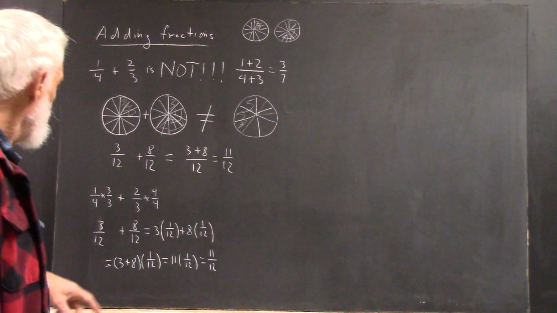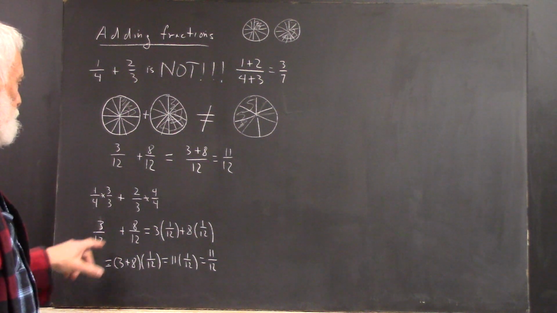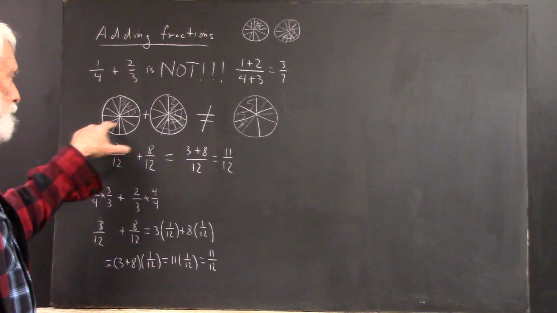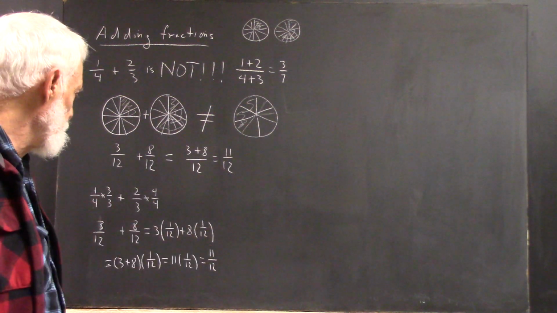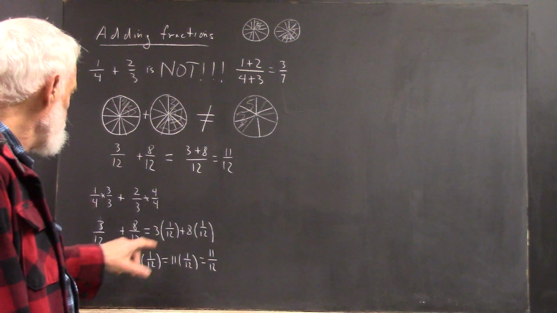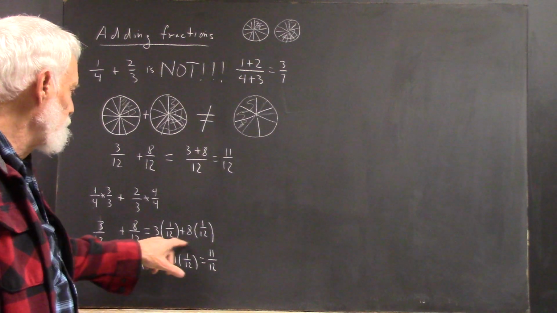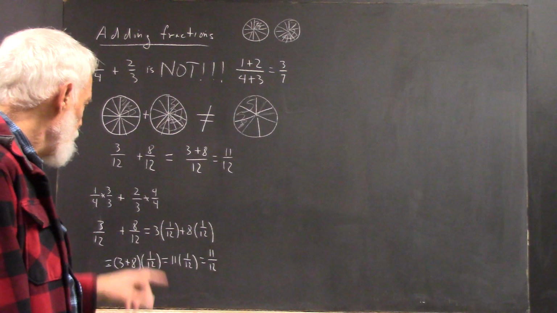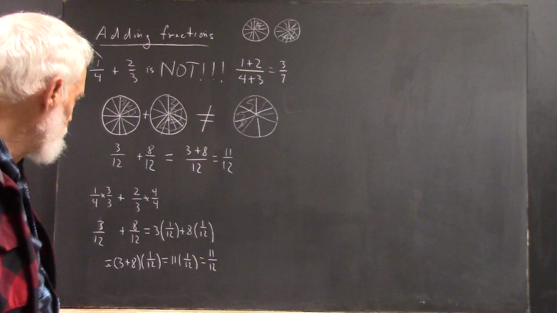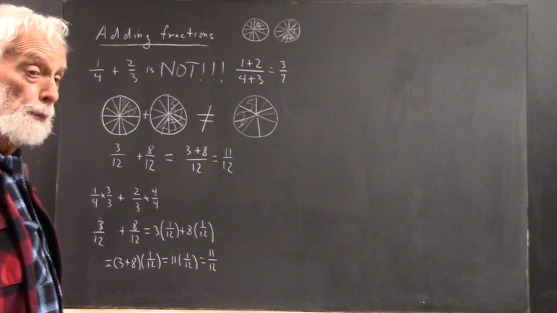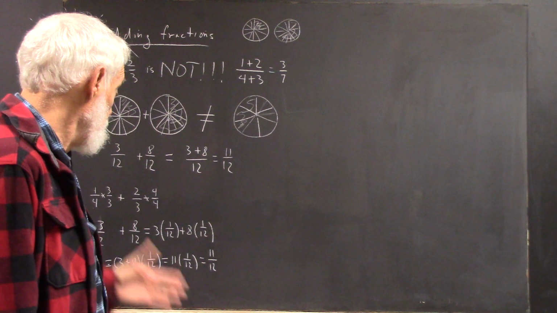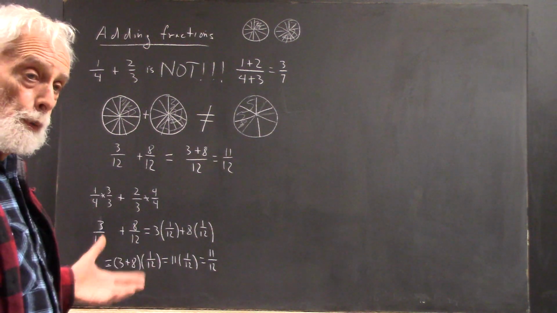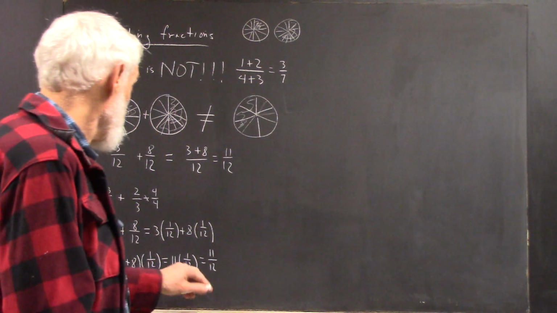So anyhow, this gives us 3 12ths plus 8 12ths, and by common sense, if you understand this picture, that has to equal 11 12ths, but let's just prove it. 3 12ths is 3 times 1/12, 8 12ths is 8 times 1/12. I can factor the 1/12 out, I'll factor it on the right, so I've got 3 plus 8 times 1/12, which is 11 times 1/12, which is 11 12ths. So it's totally consistent with our rules of arithmetic.